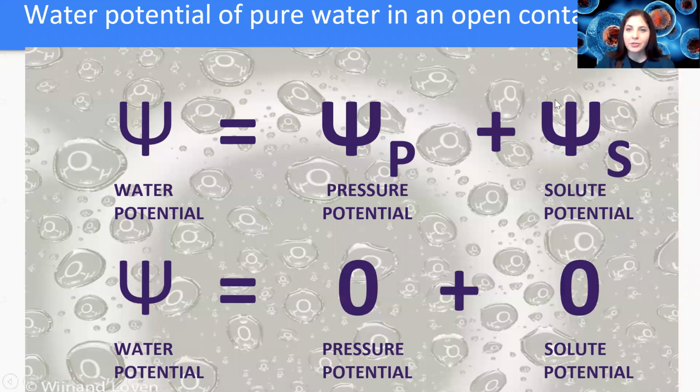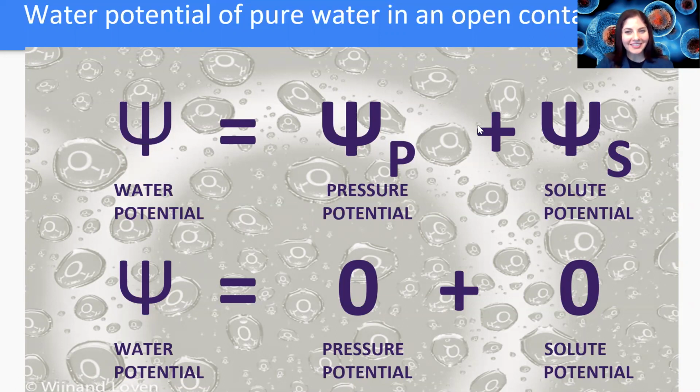So the water potential of pure water in an open container is 0, meaning that both the pressure potential as well as the solute potential, because it is pure water, are 0. So we would say that the water potential of pure water, meaning there's nothing added to it, in an open container at atmospheric pressure is 0.